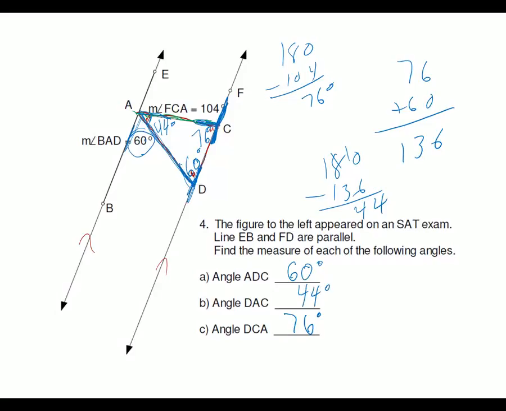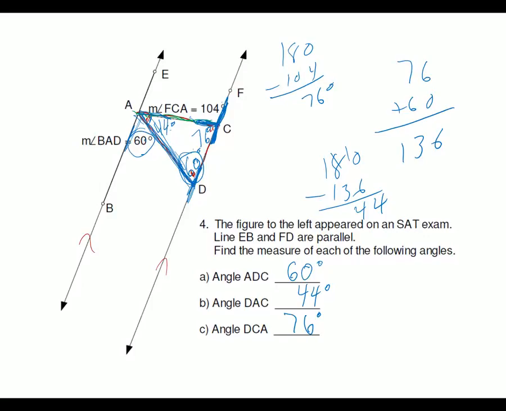And we did it by this one we saw as an alternate interior angle. We used that as a transversal. This one we saw as a linear pair here. So then for the 3rd one that we tried to find, this angle DAC, we saw it as the 3rd angle of a triangle in which we knew 2 of the angles. So that is how you can get that information.